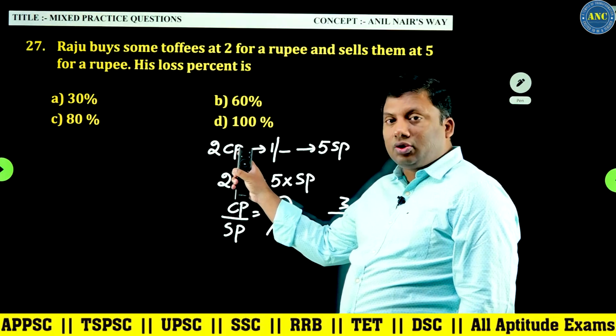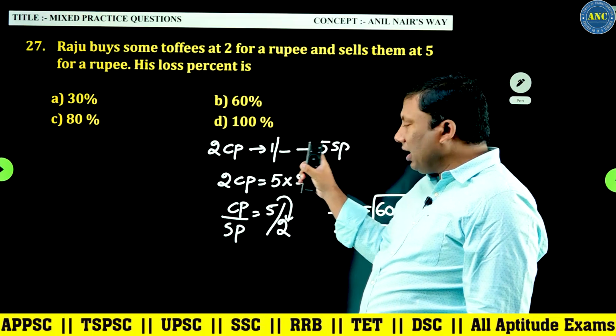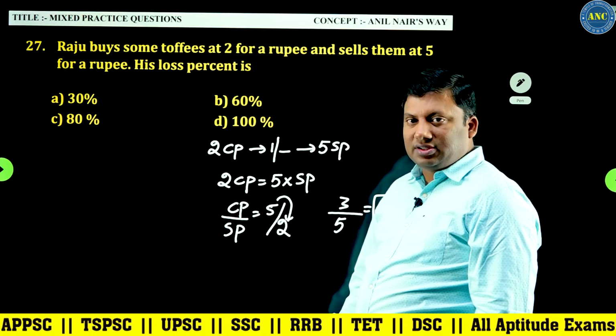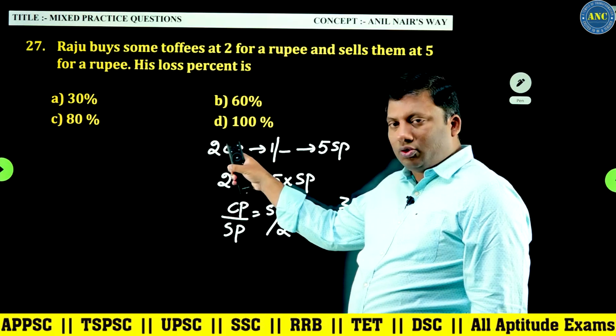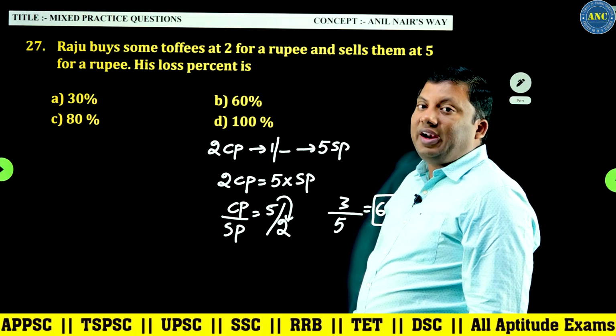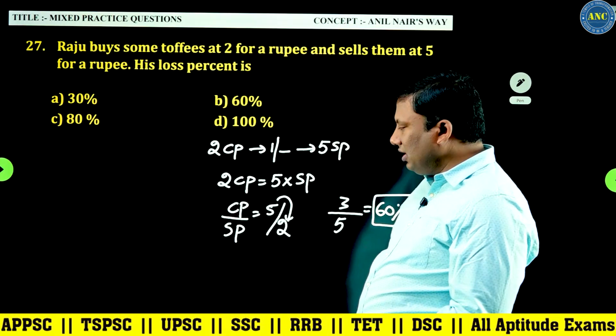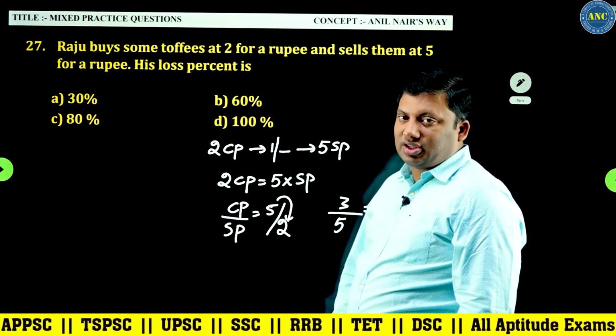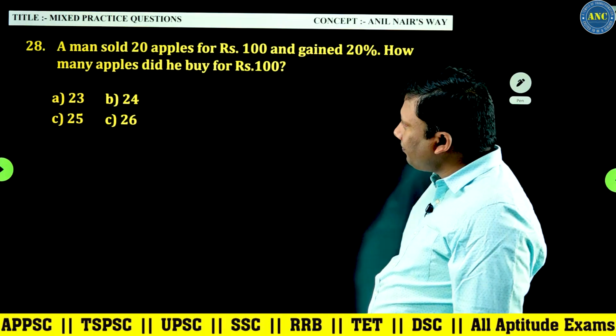He purchased 2 toffees at 1 rupee, right, and sold 5 toffees. His investment is for 2 toffees, and he sold 5 toffees for 1 rupee. So obviously he will incur a loss. Loss is 60%. Idea clear?